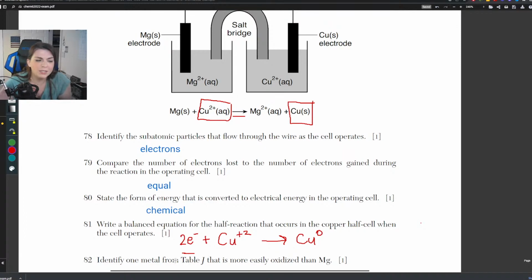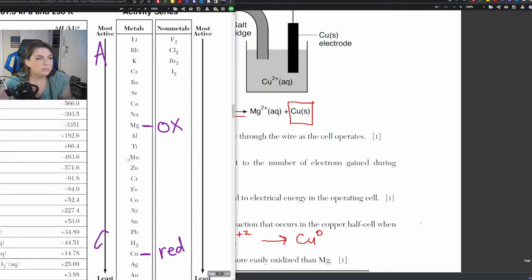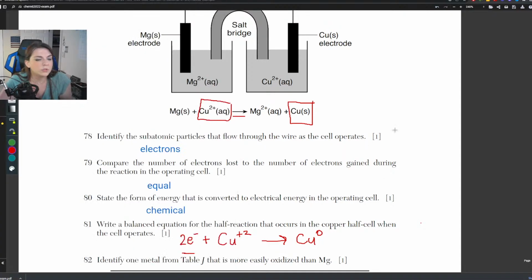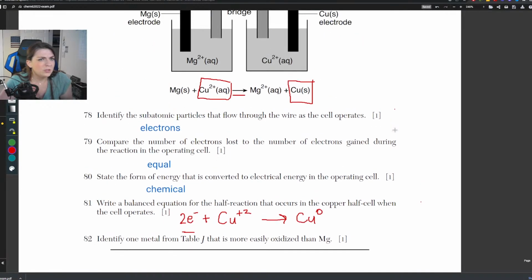Ooh, okay, and now 82. Identify one metal from table J that is more easily oxidized than magnesium, which is what we were just doing. These are all of the answer choices. Everything higher than magnesium is an acceptable answer choice. Lithium, rubidium, potassium, cesium, barium, strontium, calcium, and sodium. Because the anodes go to the top, they love to be oxidized, the cathodes at the bottom, which love to be reduced. So maybe this was the best set of Voltaic cell questions ever.